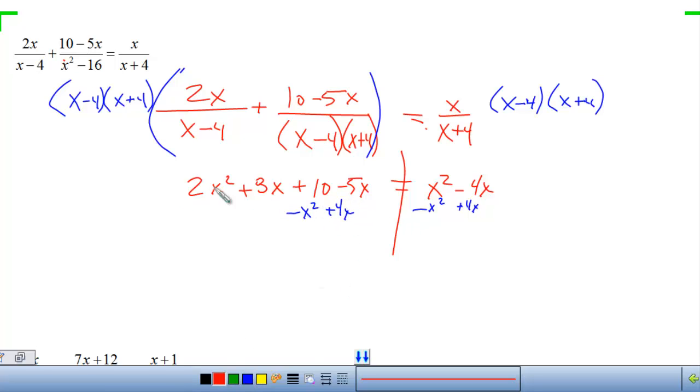And then we'll go ahead and combine. So 2x squared minus an x squared is an x squared. I've got 8x's here minus 5x's, which is going to be a 3x, plus 4x. That's a 7x. And then plus 10.